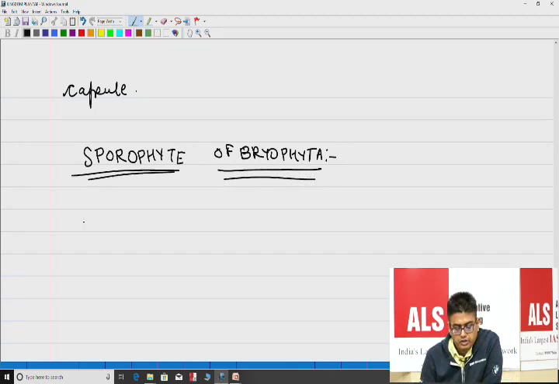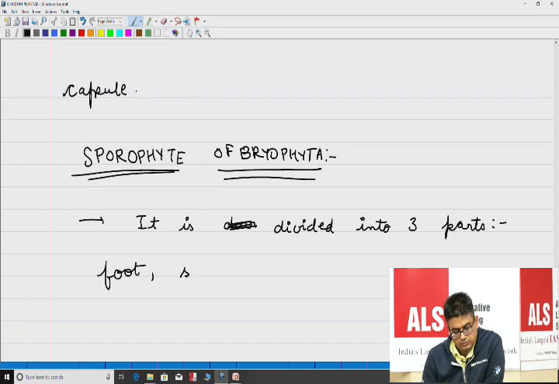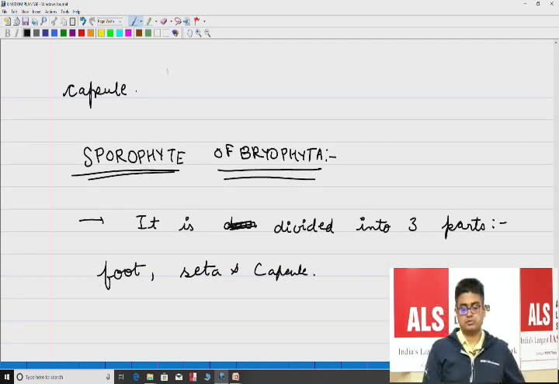It is divided into three main parts: foot, seta, and capsule. Foot, seta, and capsule.